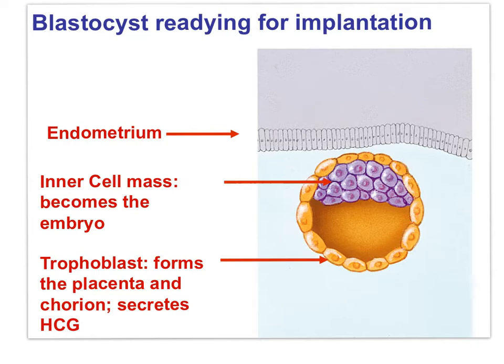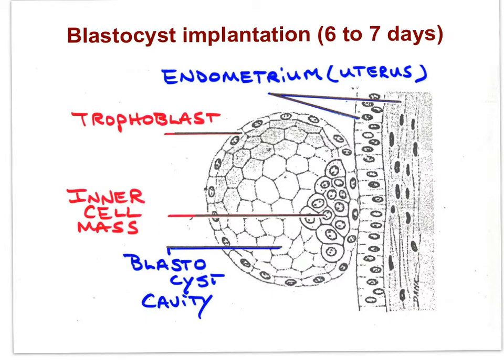These tissues secrete HCG. The inner cell mass becomes the fetus. Here's another diagram of the blastocyst implanting on the uterine wall. The cells of the trophoblast will become part of the placenta and chorion. These cells secrete HCG that maintains the corpus luteum for approximately 3 months of pregnancy.